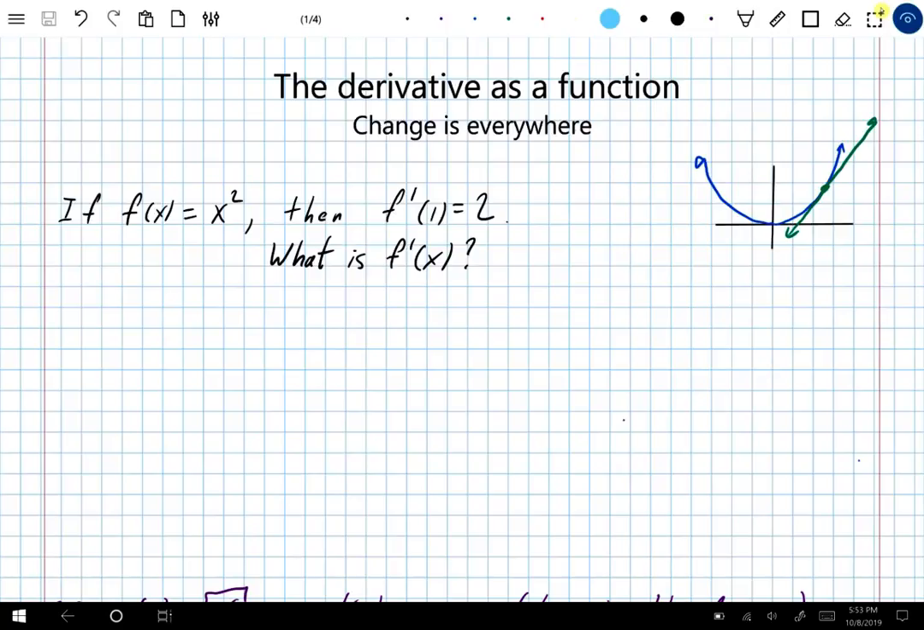All right, welcome back. It's a big day. We are going to do what we've been waiting for. We are going to treat this derivative like a function.